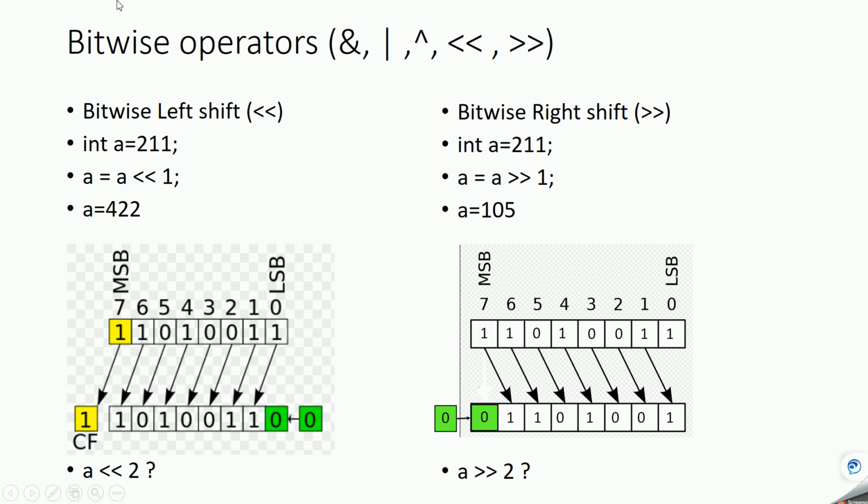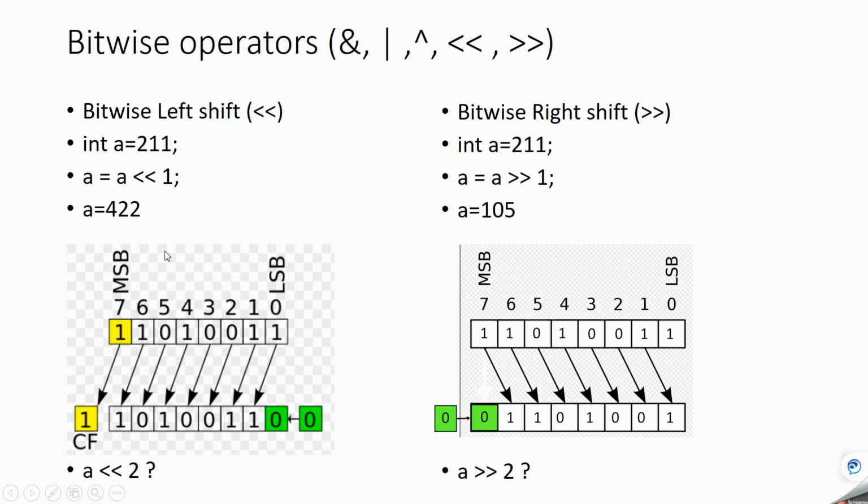Bitwise left shift shifts the bits to the left, and right shift shifts the bits to the right. Let's see it by an example. Here a equal to 211, and what we are saying is, first left shift the value by 1 and then store it in a. After shifting by 1 bit, it will become 422.